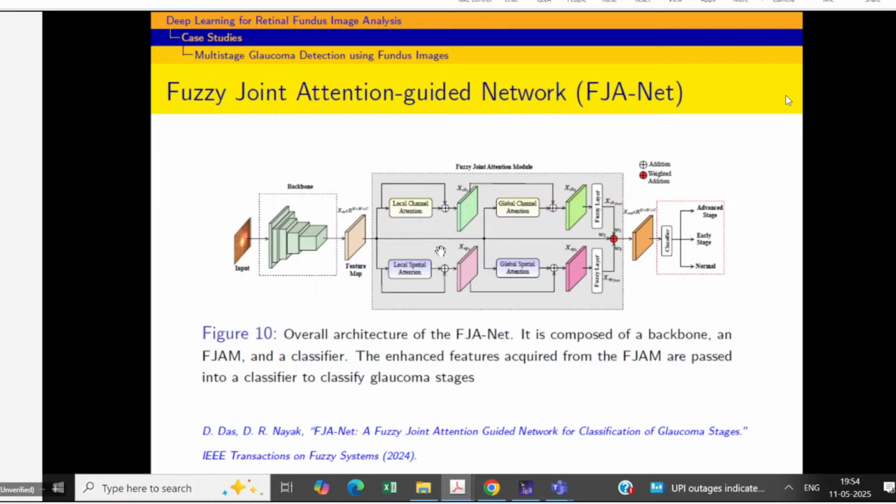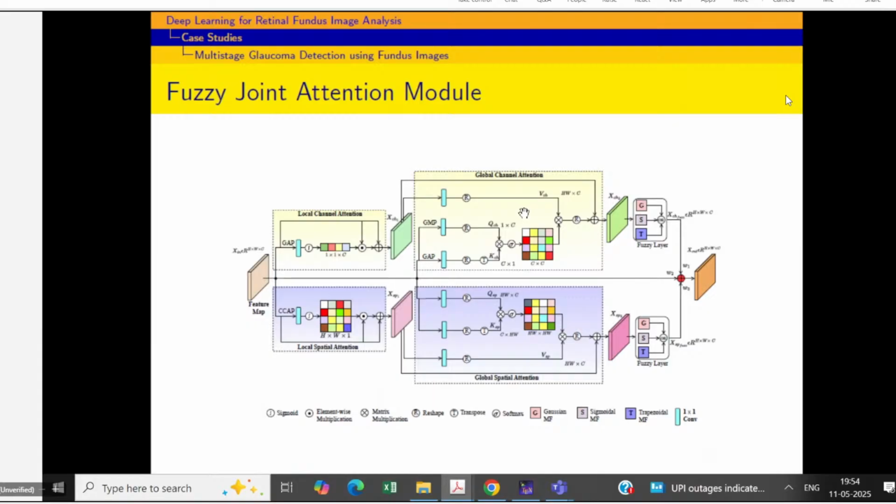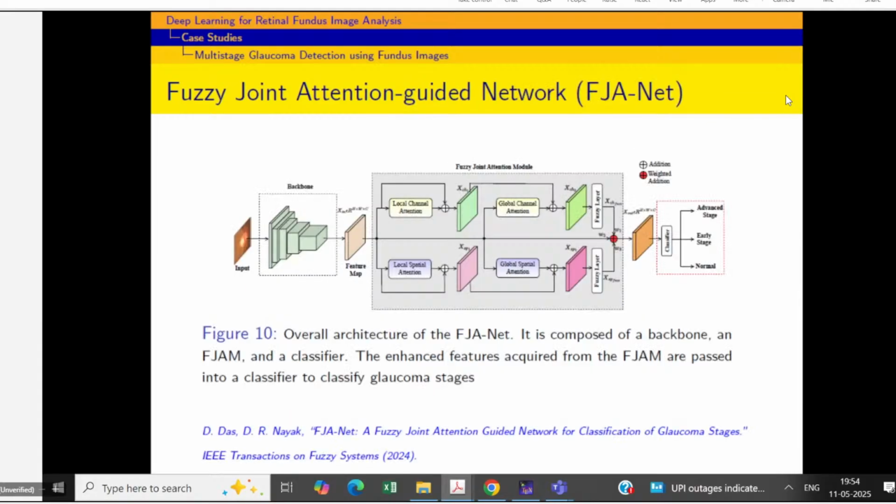But again, this local and global attention can be done in different dimensions, either in the channel dimension or in the spatial dimension. If you look at this connection, local channel attention is followed by global channel attention. Similarly, in another path, you will find local spatial attention followed by global spatial attention. Every path is followed by a fuzzy layer, and this particular module is known as the fuzzy joint attention module. I'll show you how it helps in discriminating and in learning better feature representations compared to the traditional one.